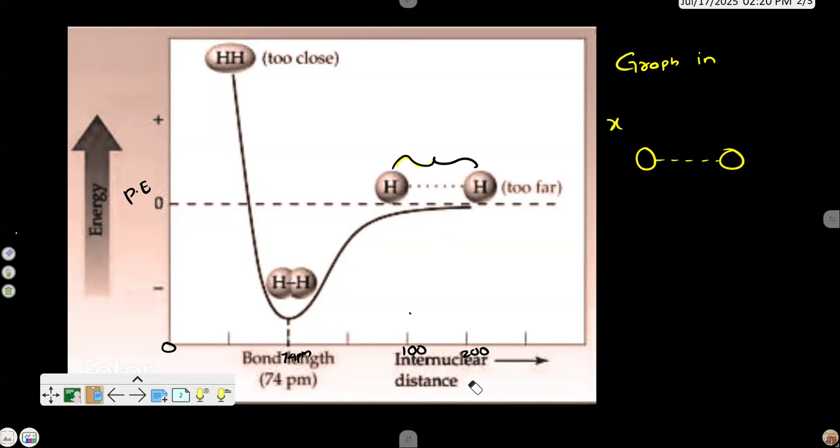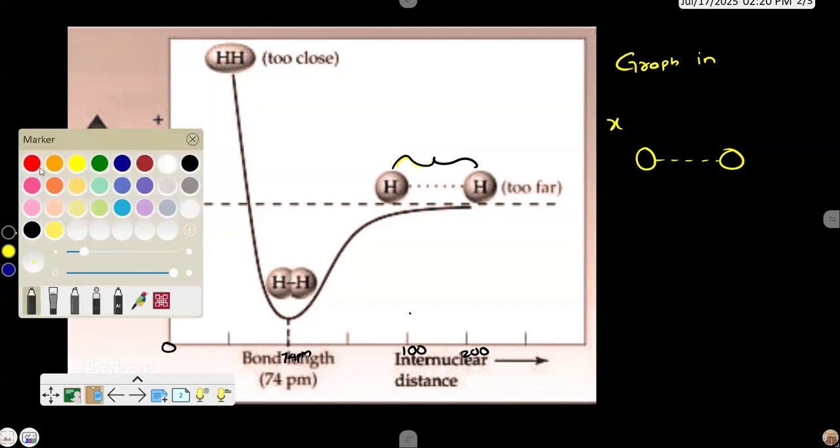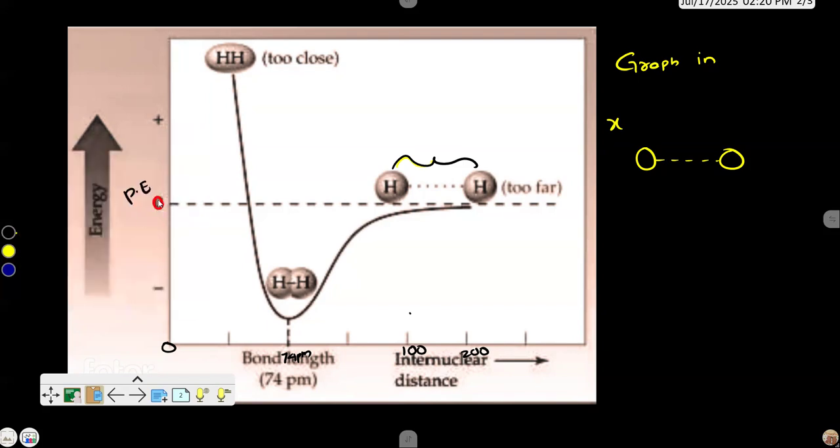Now, on the y-axis, we have recorded the potential energy of the system. Whenever it is zero potential energy, here it is positive and here it is negative. On the negative y-axis we have negative potential energy, and on the positive y-axis we have positive potential energy.